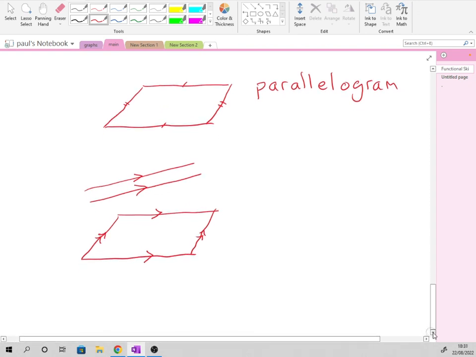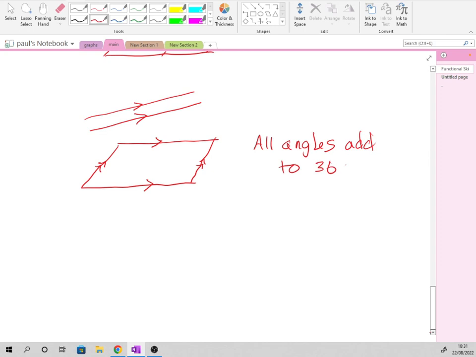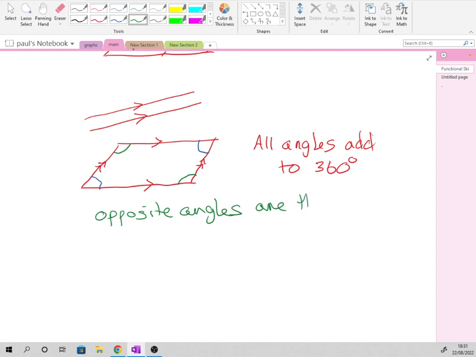Now, again, all angles add to 360. But there's something about this parallelogram here, that this one is the same as that one, and this one is the same as that one. So the opposite angles are the same.